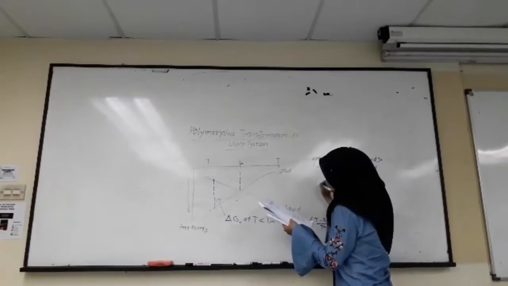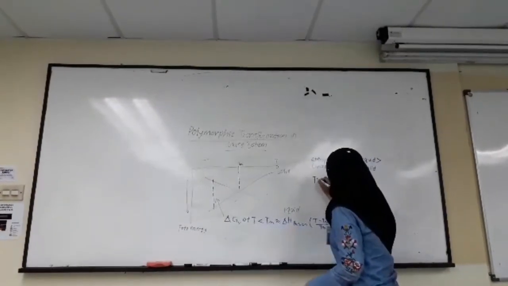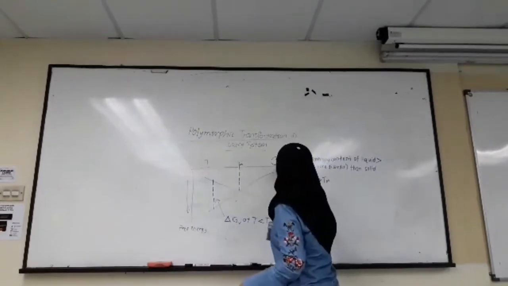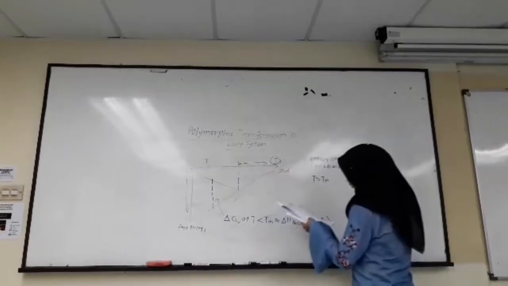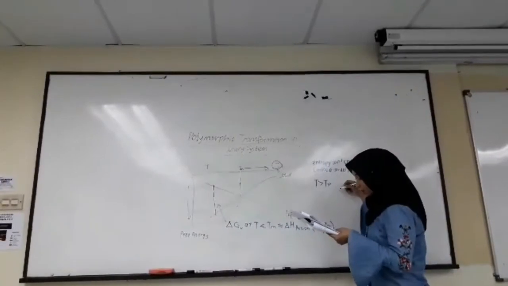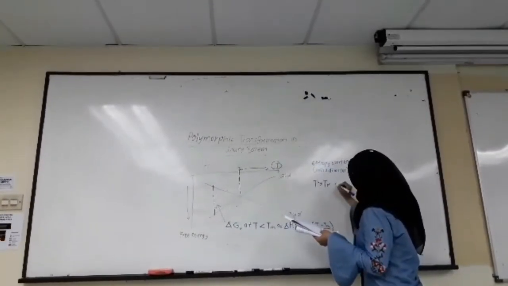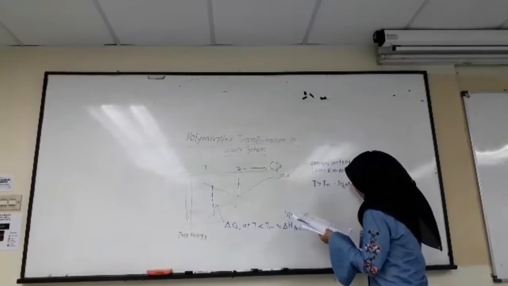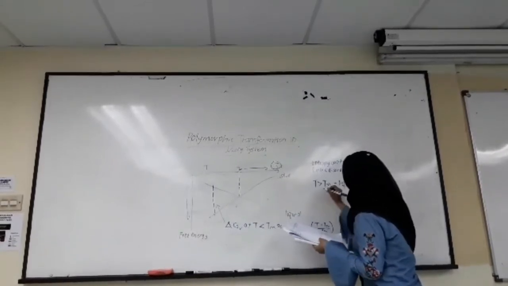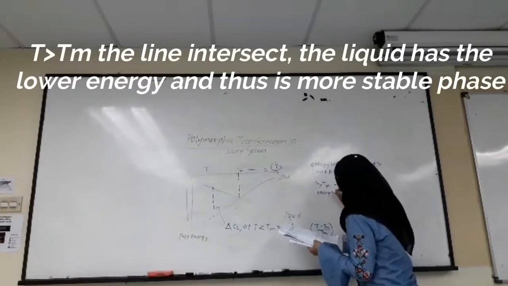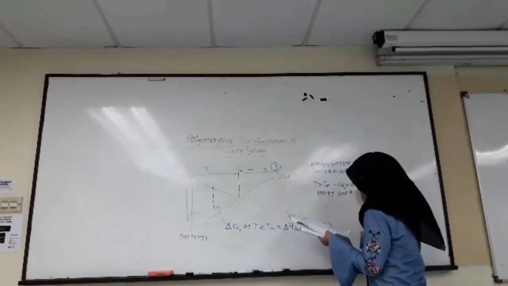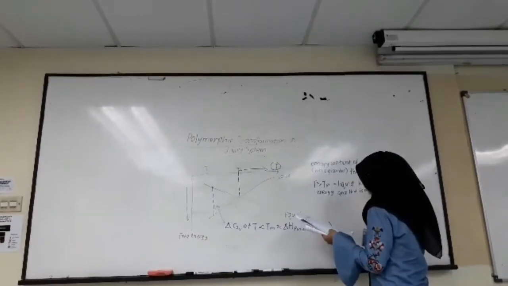At the point T above the melting point, the line intersects and the liquid has lower energy, which is the more stable phase.